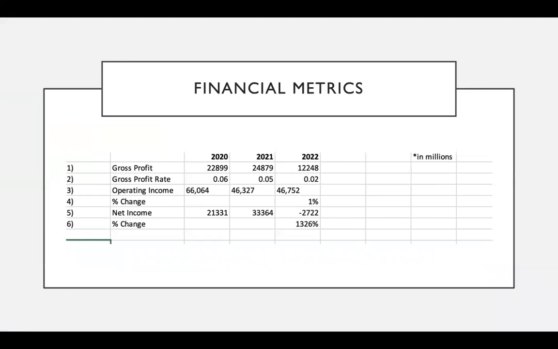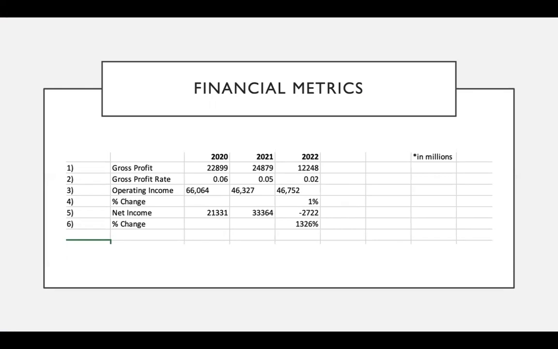Moving on, let's take a look at the financial metrics that I have calculated based off the information I found in the 10K form presented by Amazon. In 2020, Amazon's gross profit was 22,899. Again, remember this is in millions. And then look forward to 2021, the company increased. They're on the right path, 24,879.